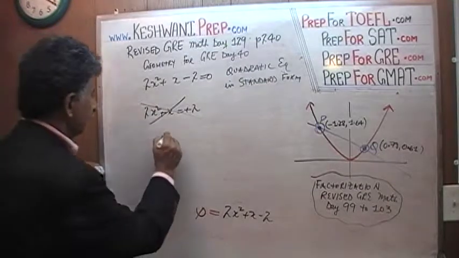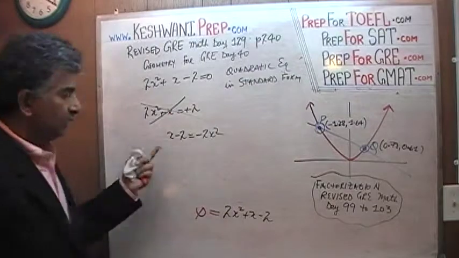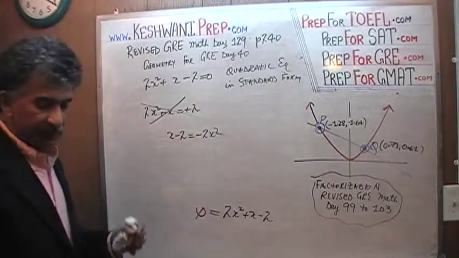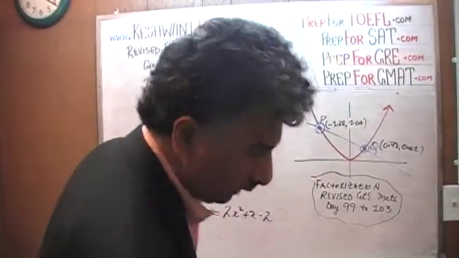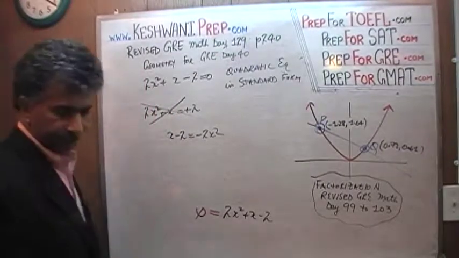We could have also written the equation as x minus 2 equals negative 2x squared, as it was before. This is not in the standard form. Standard form means exactly what I just described before, that we have to start with the highest exponent first, then the next exponent, and then the constant.